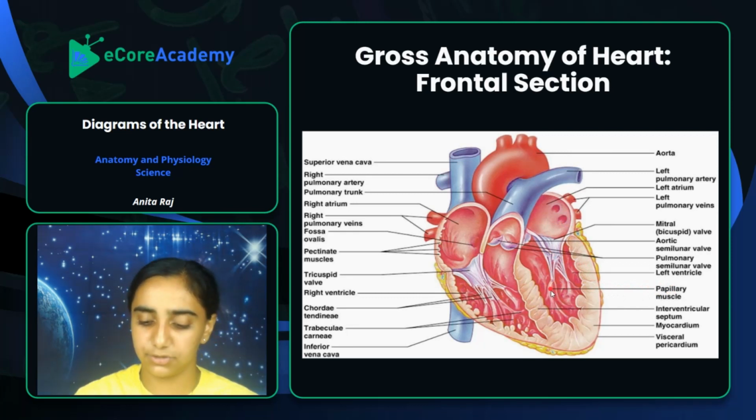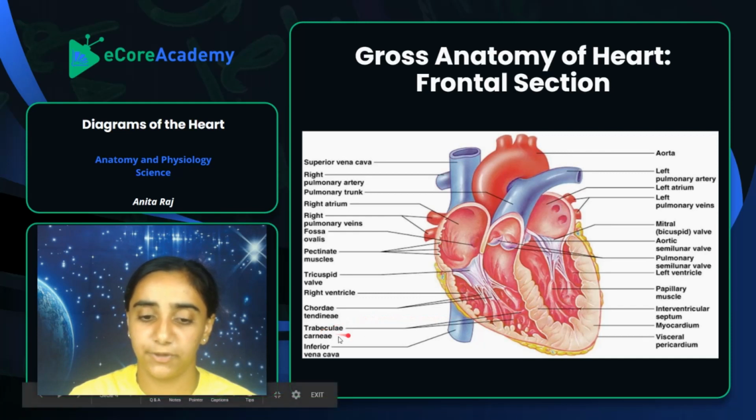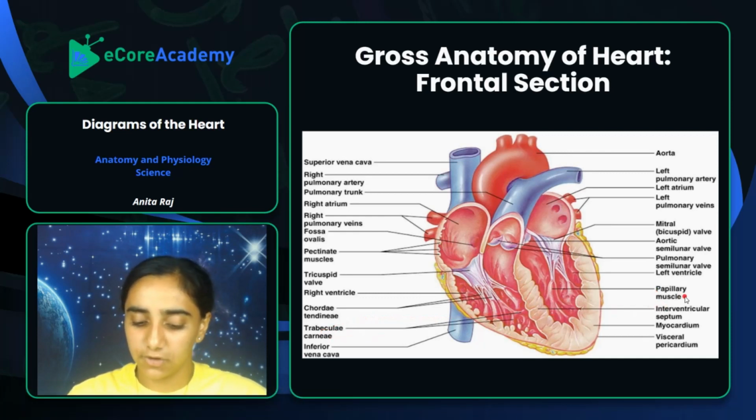The papillary muscle is located in the ventricles of the heart. It works in tandem with the trabeculae carneae. It attaches to the cusps of the atrioventricular valves, also known as the mitral and tricuspid valve, as we already said, via the chordae tendineae, and contracts to prevent inversion or prolapse of these valves on systole.